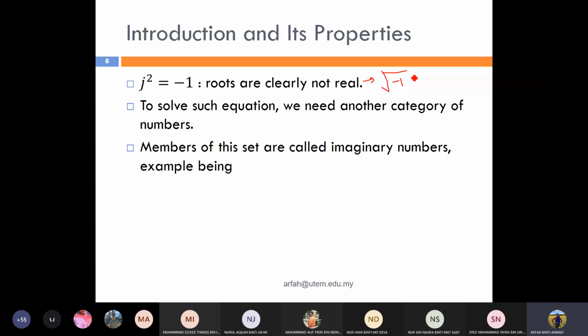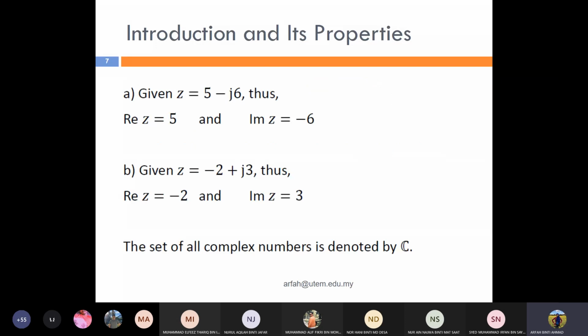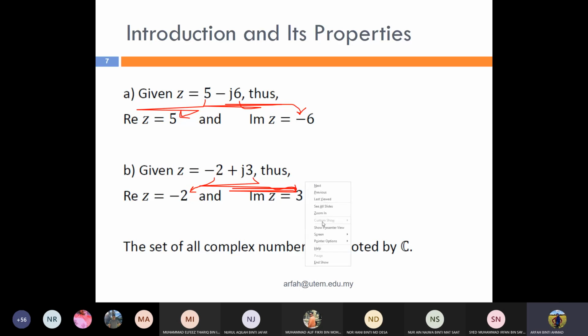So to solve such equation, we need another category of numbers. So members of this set are called imaginary numbers, and example that being so is square root of -1, square root of -20 and any other such roots. Okay. So for example we have given z sama dengan 5 tolak j6. So the real number of z equal to 5 and the imaginary number of z akan sama dengan negatif 6. So yang ini dia punya real number dan imaginary number yang ada j ni akan jadi dia punya imaginary. Okay. Given z equal to negative 2 plus j3. So negative 2 adalah the real of z dan negatif 3 ni adalah dia punya imaginary bagi z.